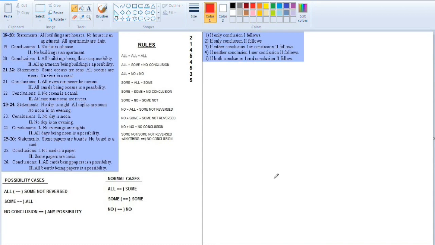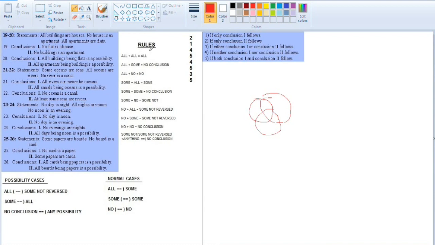So, there are two cases in this syllogism. One is a normal one, which we do using Venn diagram like this, and the other one is the possibility cases where we cannot use the Venn diagram in that cases because the rules are completely different in that one. So we have to use the rules.